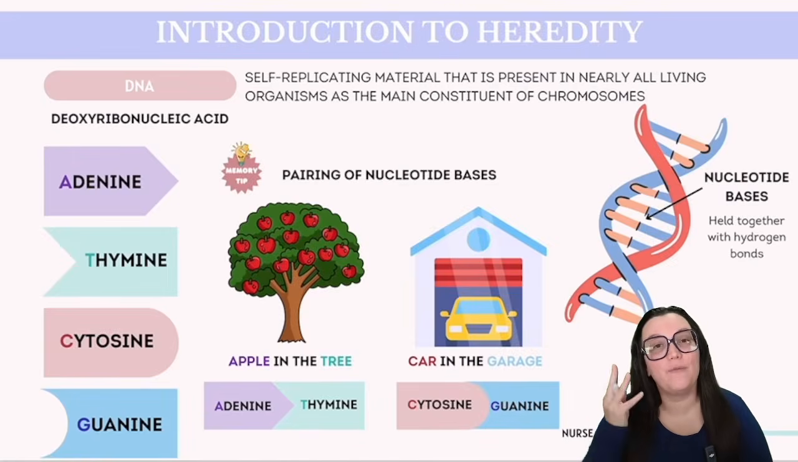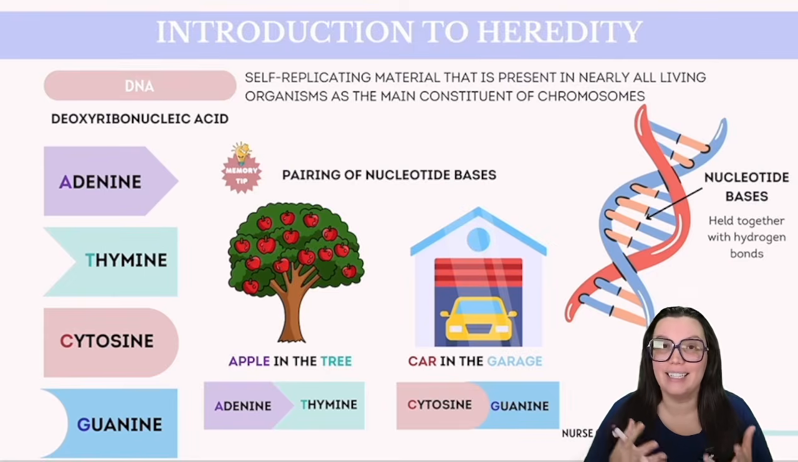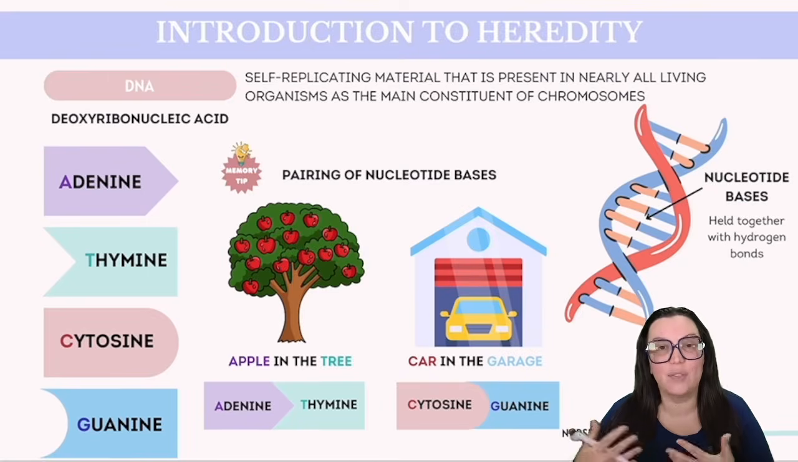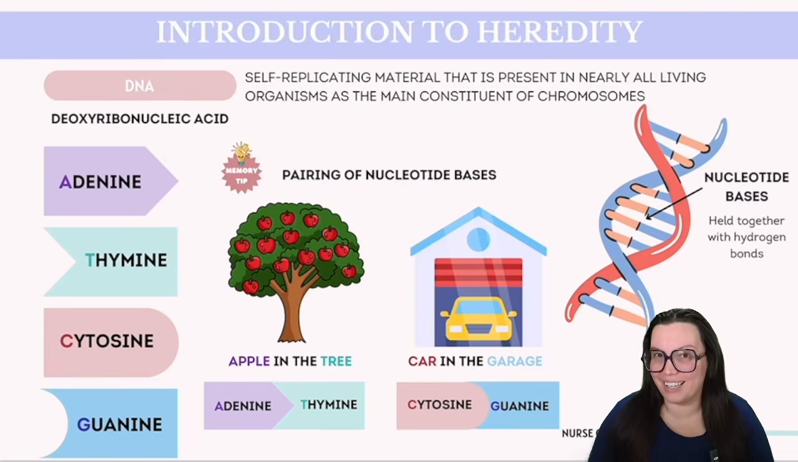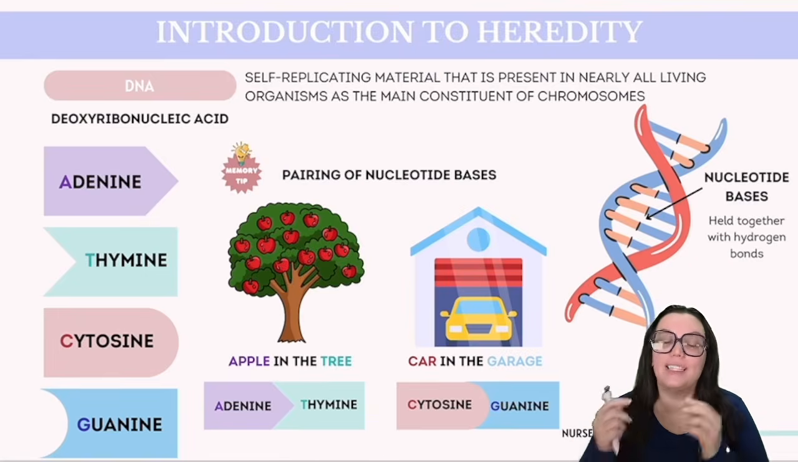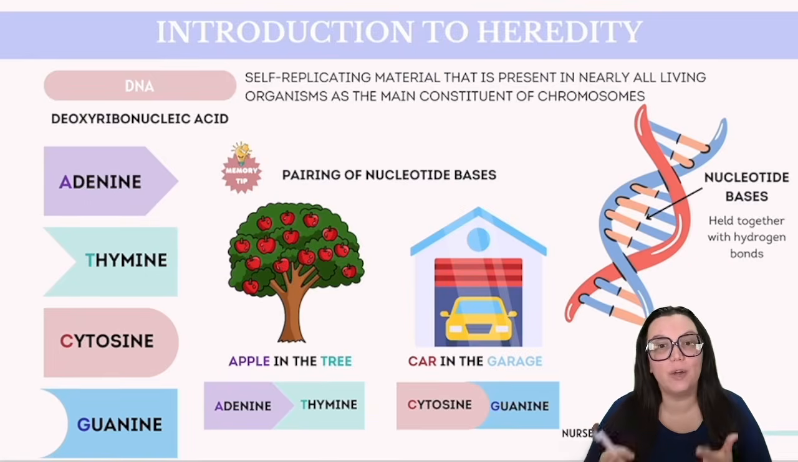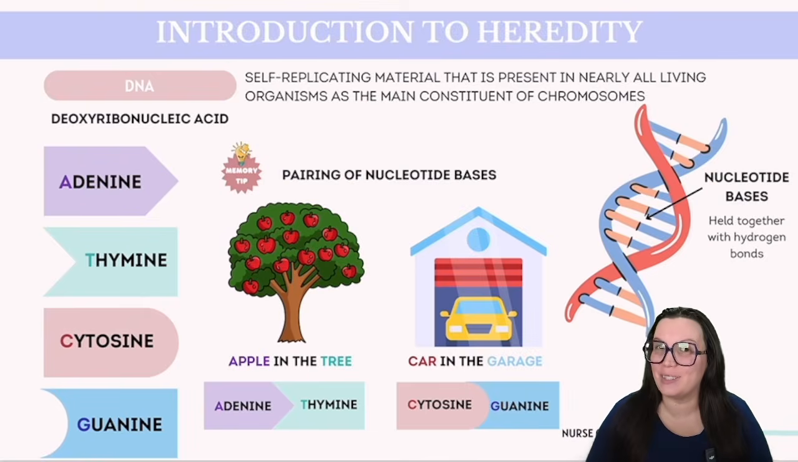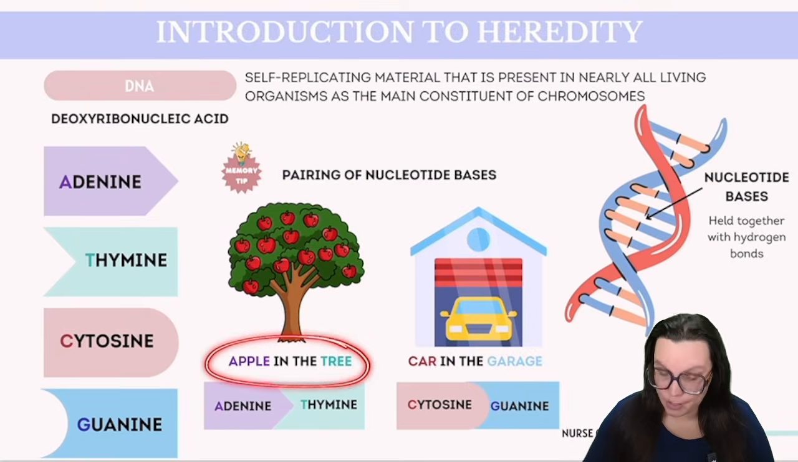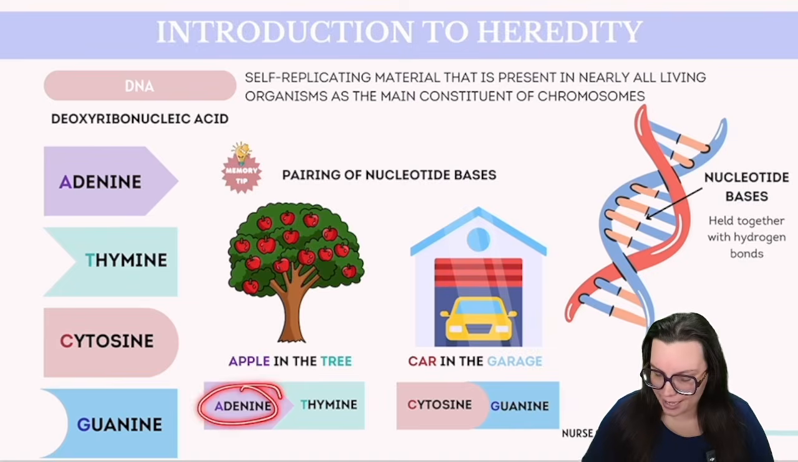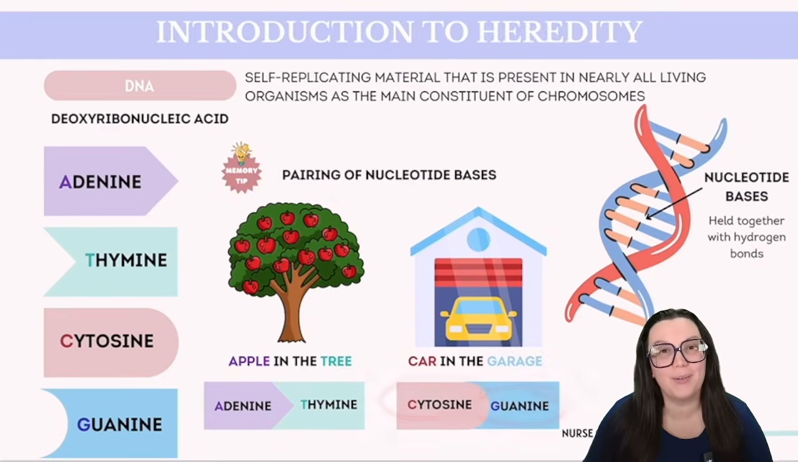In DNA, we have four types of bases, commonly abbreviated as A, T, C, and G. A stands for adenine, T stands for thymine, C stands for cytosine, and G stands for guanine. These bases pair up in a specific manner, and a well-known mnemonic can assist in remembering these pairings. We have apples in the tree, which stands for adenine is going to pair with thymine. And then cars in the garage means that cytosine is going to pair with guanine.